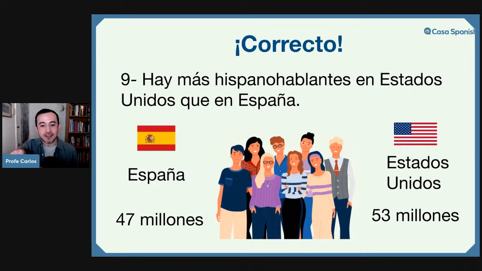Now, the interesting thing is that 41 million out of those 53 million, they're native speakers. And you have to add the bilingual speakers, the children of the people who speak Spanish as native speakers. So it's really interesting. So more people speak Spanish in the US than Spain. Good. Muy bien. Continuamos.